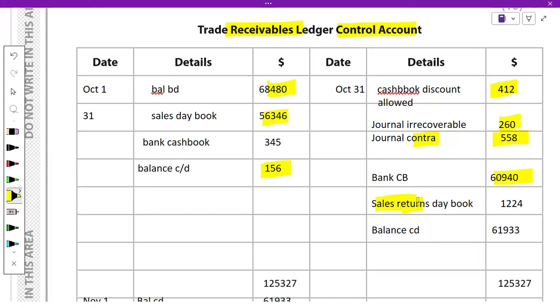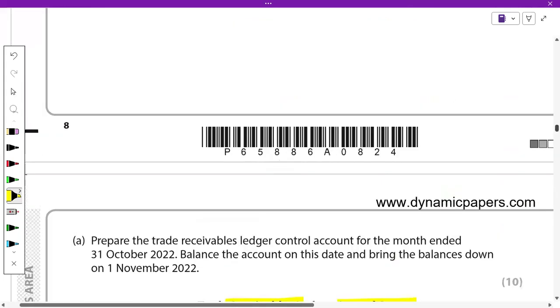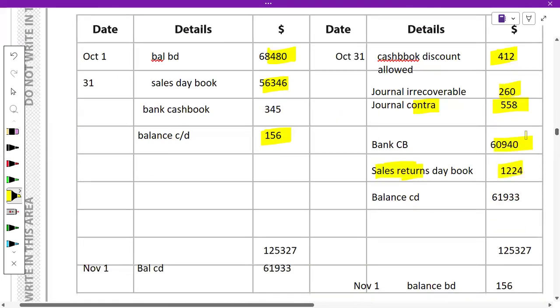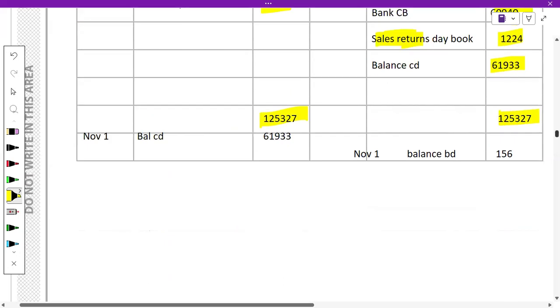So our sales return would be debit, and the trade receivable control account would be credited by this amount. Okay, so we have to total it. So the total is 125,327, and now deduct all the entries from here. So we have 61,933. So this is the balance CD, and the balance BD is 156. Okay, so we have completed this question.